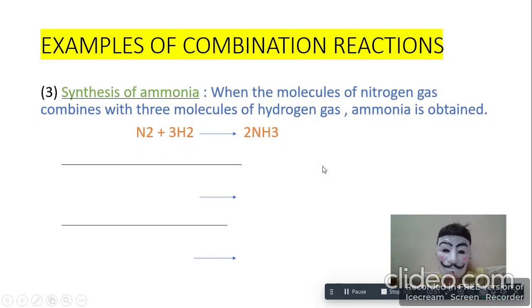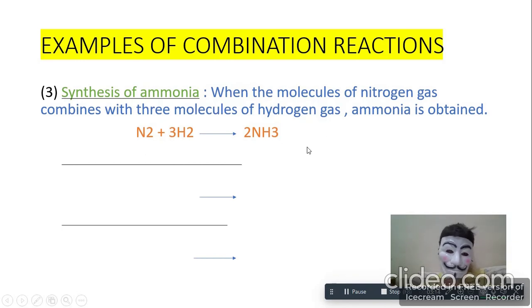So, synthesis of ammonia. When the molecules of nitrogen gas combine with three molecules of hydrogen gas, so it would be N2 plus 3H2, because there are three. So it would come as the reactants on the left hand side. Then, ammonia is obtained. As you can see, the formula for ammonia is 2NH3.